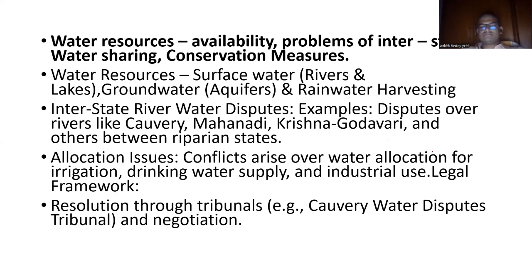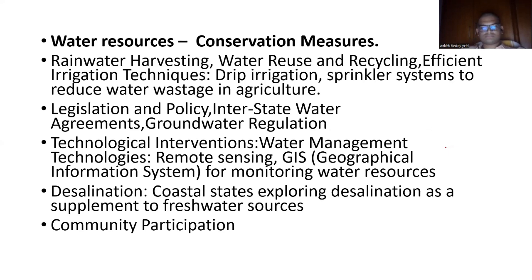Okay. So we should focus on the allocation inflows. The conflict arises over water allocation, drinking water supply, industrial usage and all, the legal framework, and how we are resolving it through tribunals, how far they are working, and measures for that. And conserving the water resources, obviously rainwater harvesting, reusing and recycling, efficient irrigation techniques like drip irrigation, sprinkler irrigation.